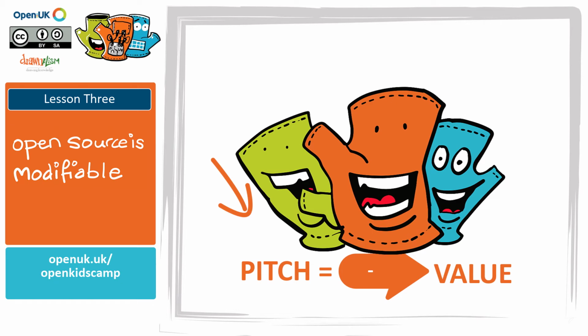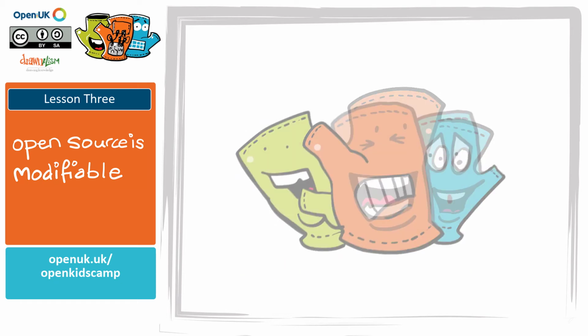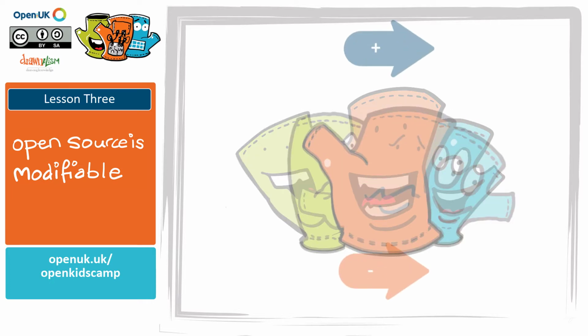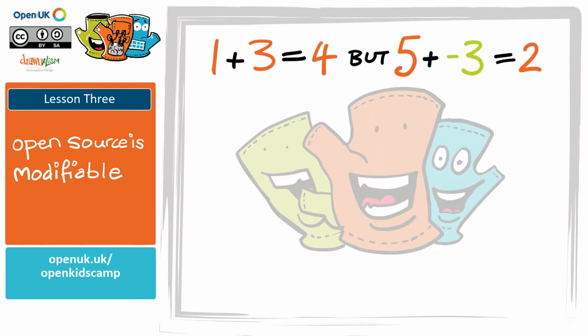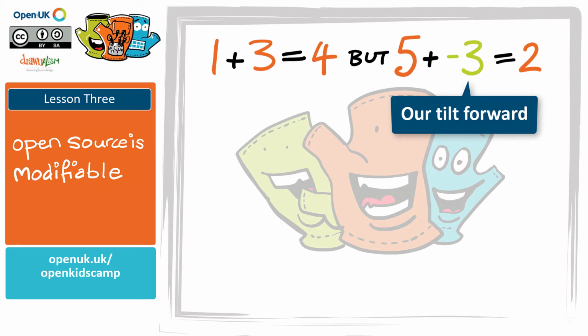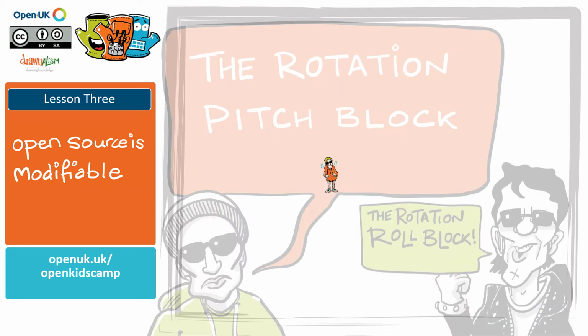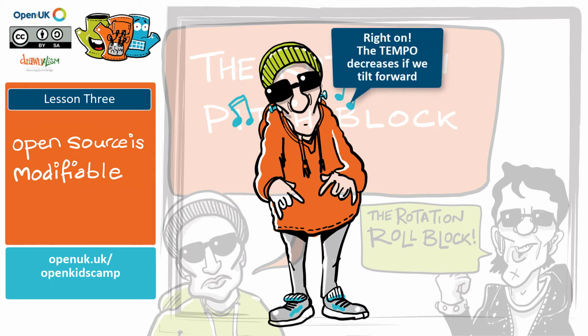Some maths here. What happens when we add a positive value and a positive value? That's right, they simply add. Now, what happens when we add a negative value to a positive value? The negative value is subtracted from the positive value. For example, 1 plus 3 is 4, but 5 plus minus 3 is 2. So, by tilting forwards, we're adding our negative value for the rotation pitch to the tempo. So the tempo is actually decreasing.